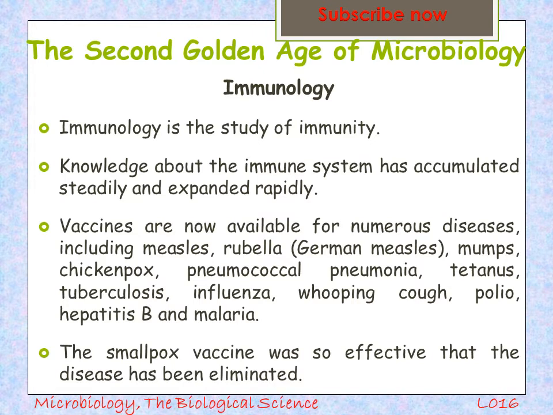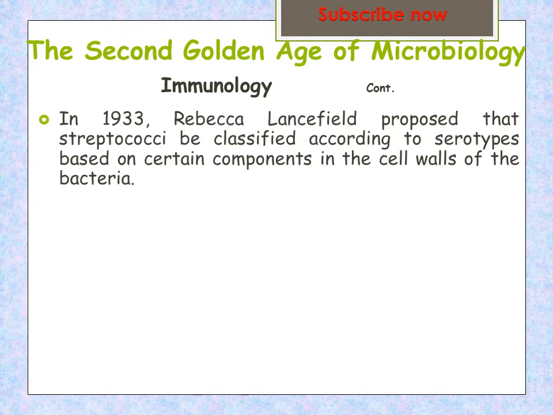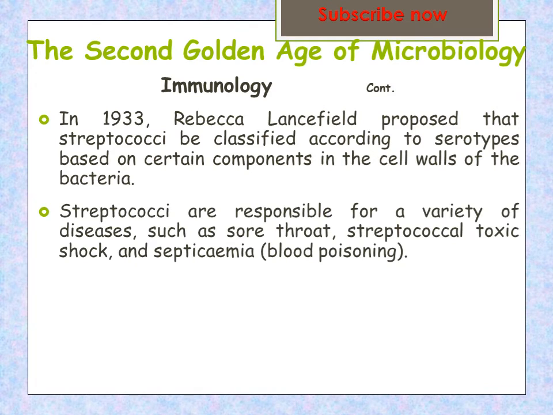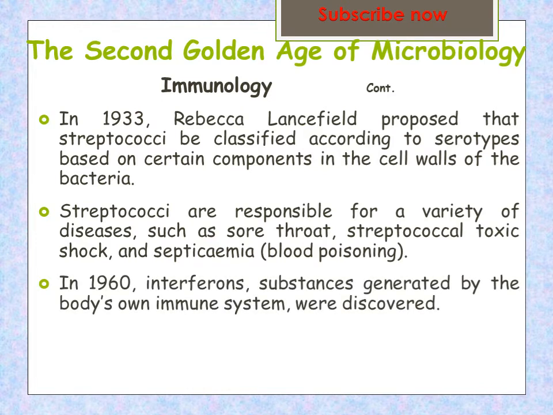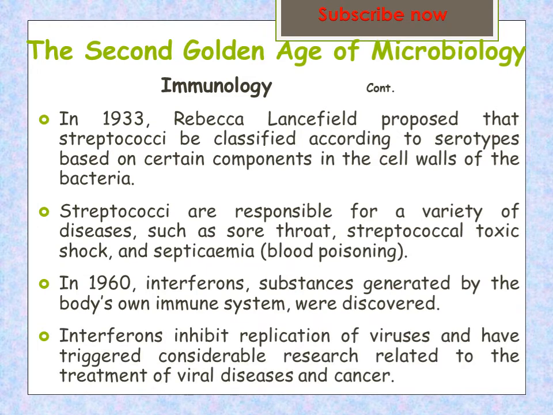In 1933, Rebecca Lancefield proposed that Streptococcus be classified according to serotypes based on certain components in the cell wall of the bacteria. Streptococci are responsible for a variety of diseases such as sore throat, streptococcal toxic shock, and septicemia. In 1960, interferon, substances generated by the body's own immune system, were discovered. Interferons inhibit replication of viruses and have triggered considerable research related to the treatment of viral diseases and cancer.